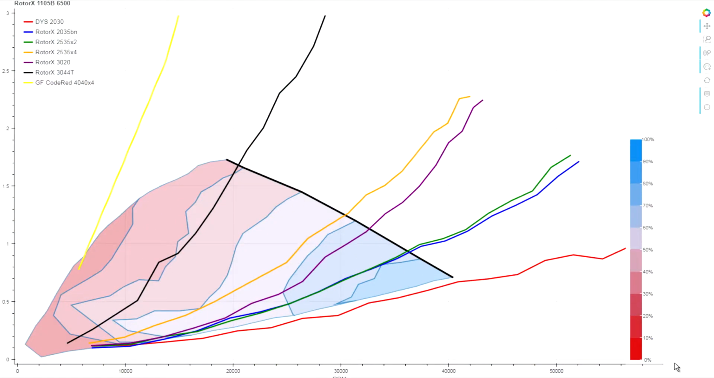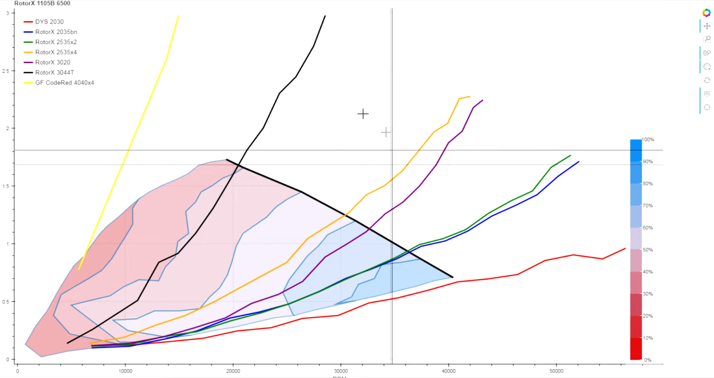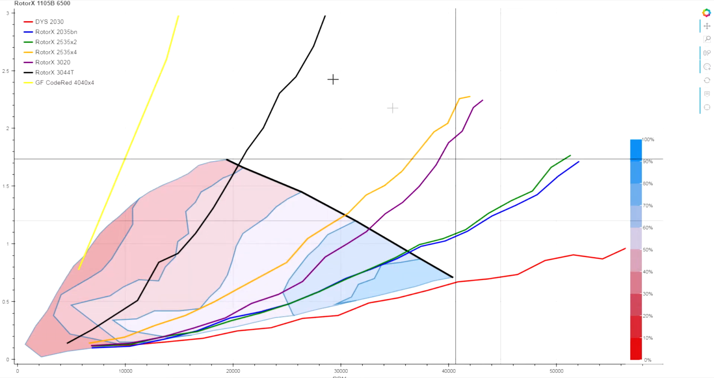The RotorX 1105B has been around for a while. I think it's an excellent example of just how far motor technology has come in the last couple of years, but also an example of just how relevant these older motors still are with the sort of props that we still run on them today. This motor is a 6500kv, and for this class, as usual, we're looking at this on 2S.